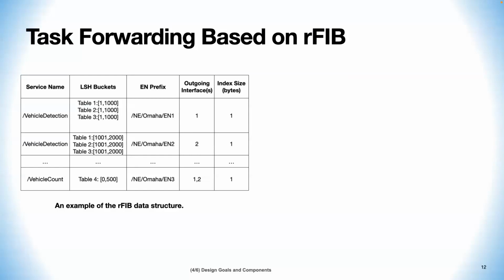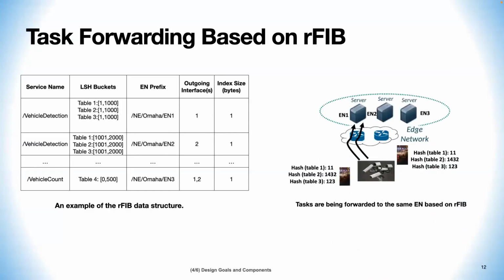An RFIB consists of the service name, the node prefix, which buckets are assigned to a particular edge node, and output and index size.